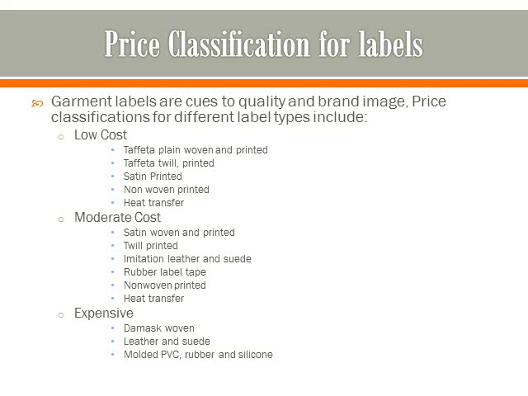Moderate cost garments will use satin woven and printed, twill printed, imitation leather suede, rubber label tape, non-woven printed and heat transfer. And then expensive garments will typically use damask woven, leather and suede, molded PVC, rubber, and silicone.